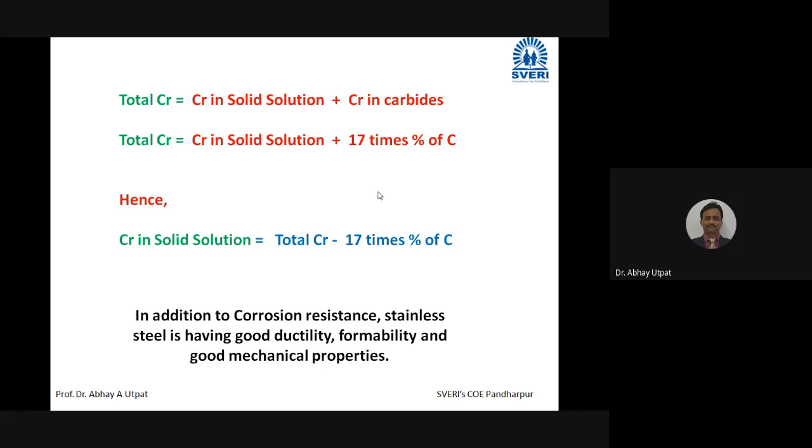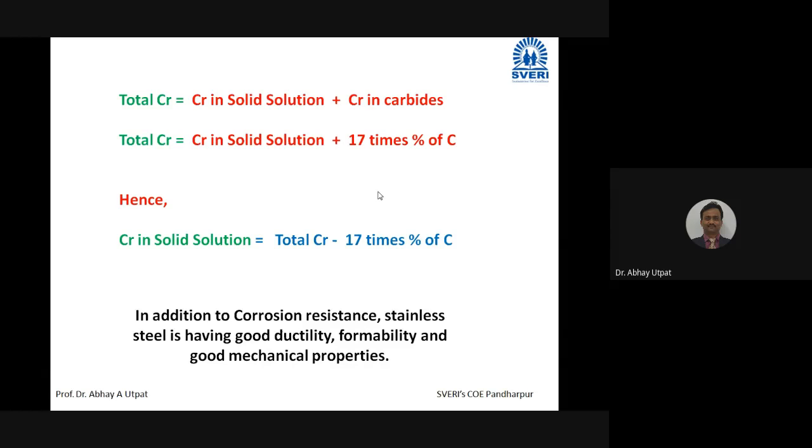Now total chromium equal to chromium in solid solution plus 17 times percentage of carbon. So there is a logic for formation of carbide. So how much amount of chromium forms the carbide? So it is 17 times the percentage of carbon. Now on that basis you can see chromium in solid solution is equal to total chromium minus 17 times percentage of carbon. Now take one example. Suppose there is 0.5% carbon. Let us see this example. And you have added 20% chromium.